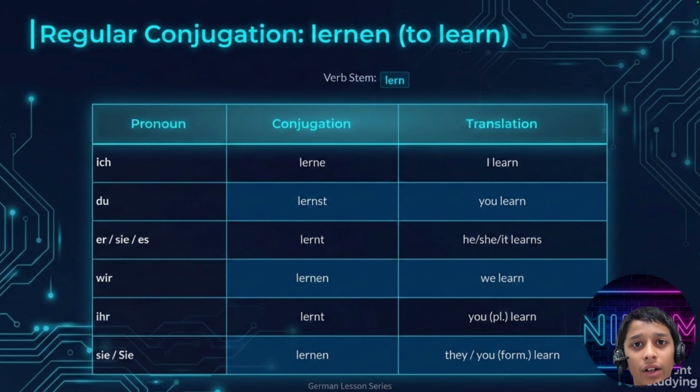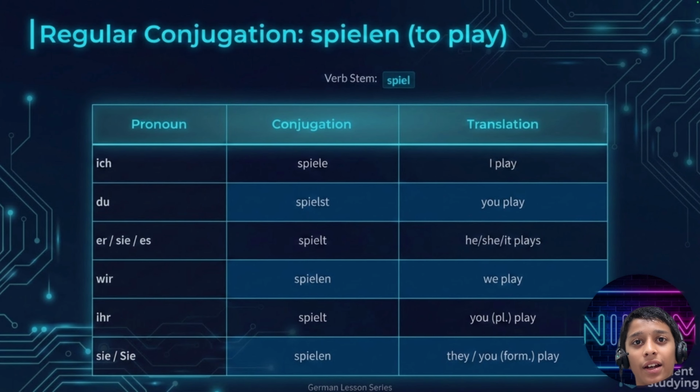When you encounter a new verb, your first assumption should be that it follows this pattern. Most do. Let us reinforce this with two additional examples. Spielen, to play. Stem: spiel. Ich spiele, du spielst, er spielt. Wir spielen, ihr spielt, sie spielen. The pattern is identical to lernen. The endings do not change based on the stem. They are fixed to the pronoun. This consistency is what makes the system learnable.